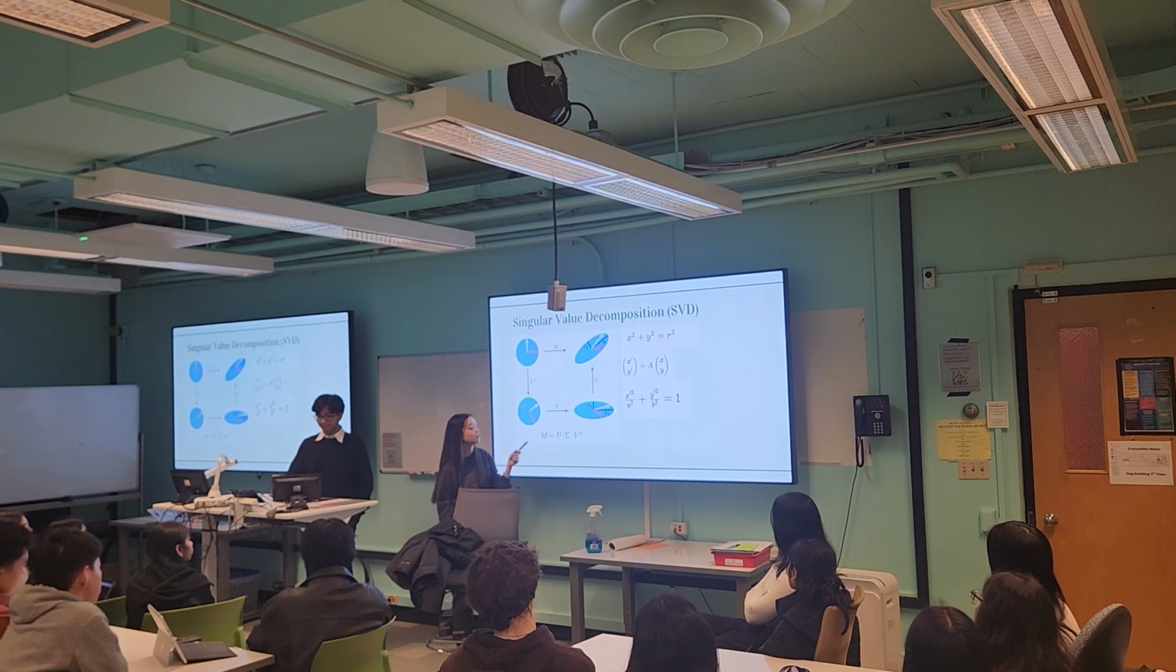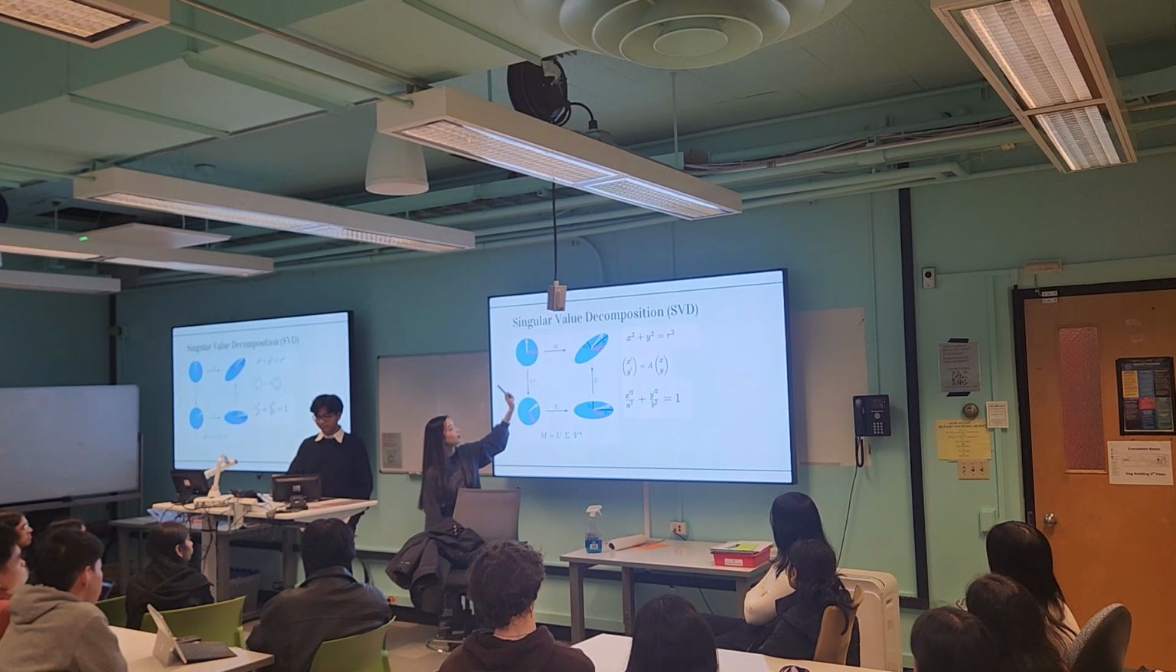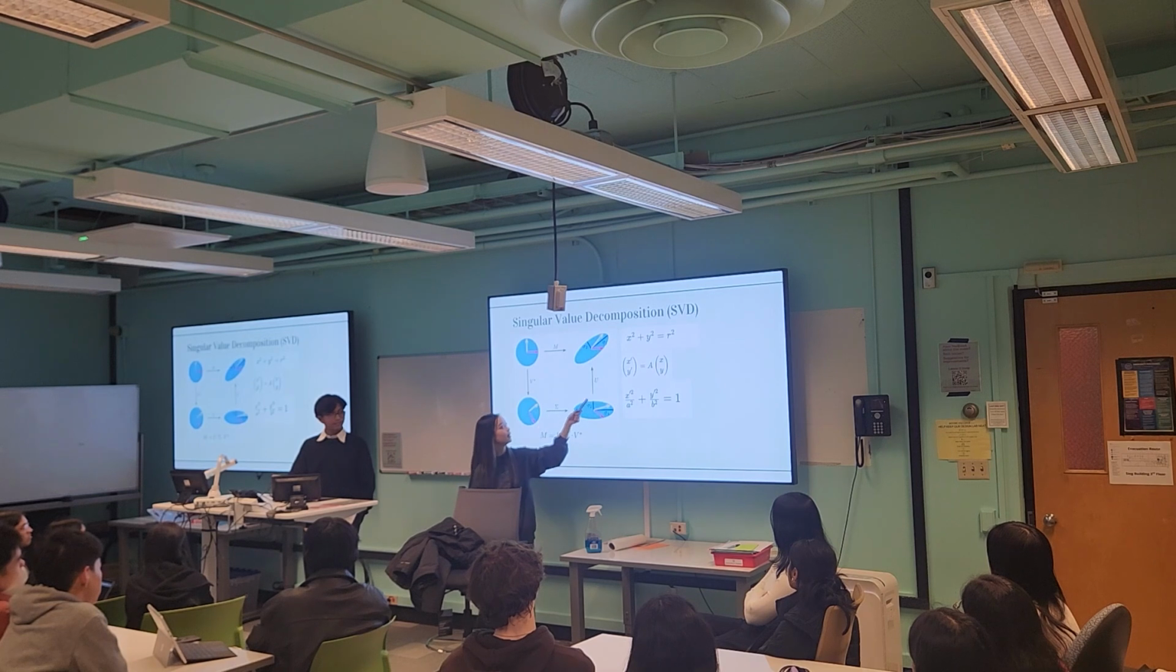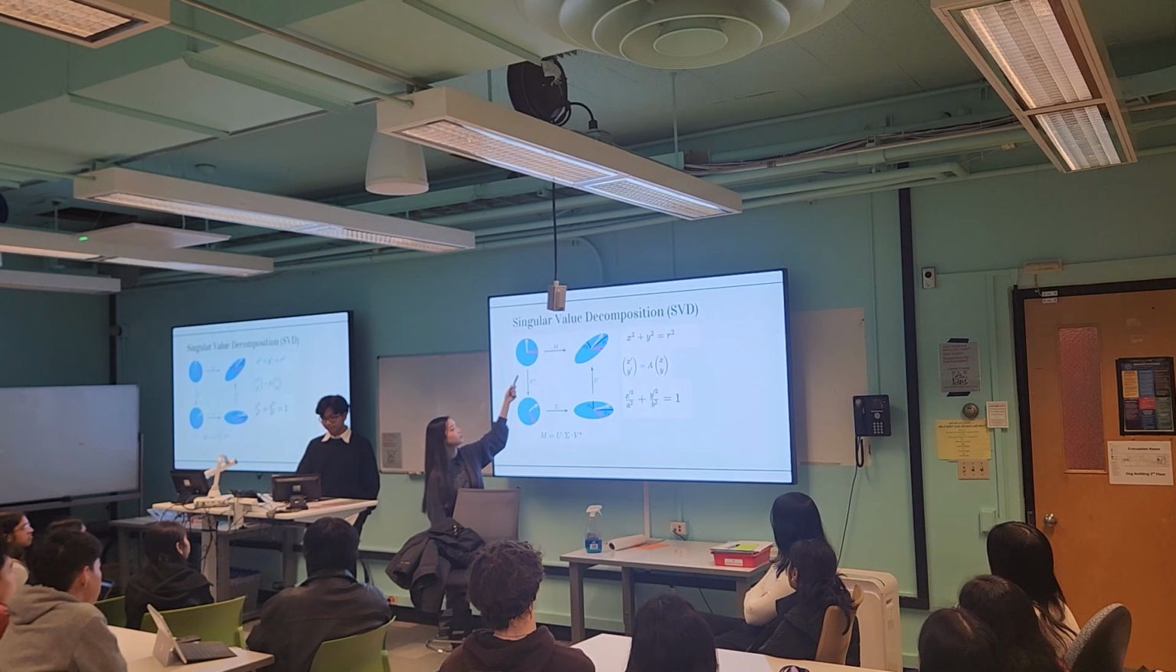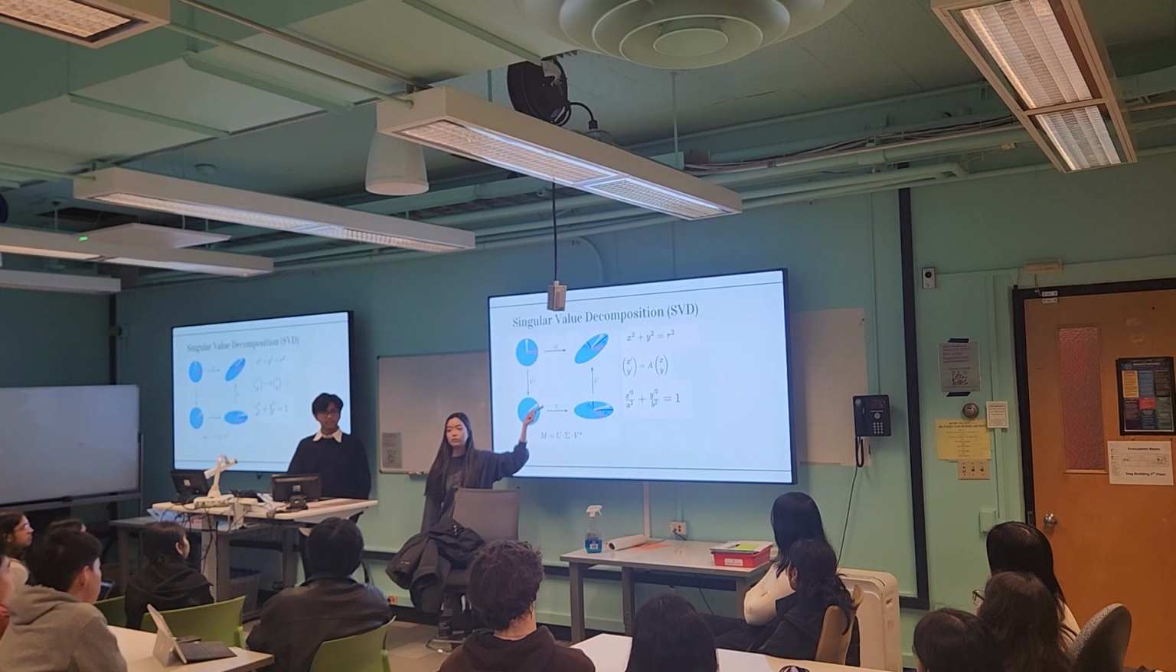SVD does something similar, because if you decompose M into U, sigma, and V transpose, you can think of V transpose as a rotation of the vector, sigma as a stretching or scaling of the vector, and U as a final rotation. So eventually, you will go from a circle to an ellipse. That's the geometric motivation behind SVD.